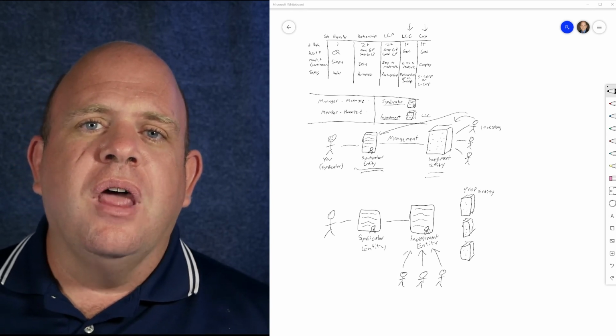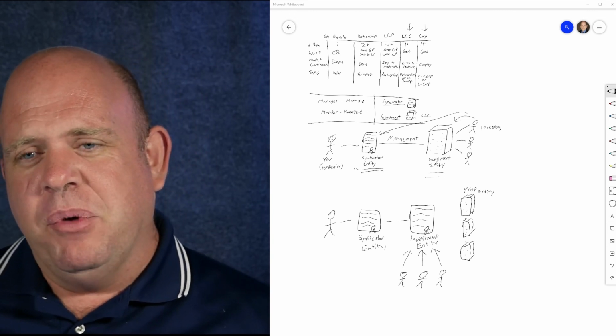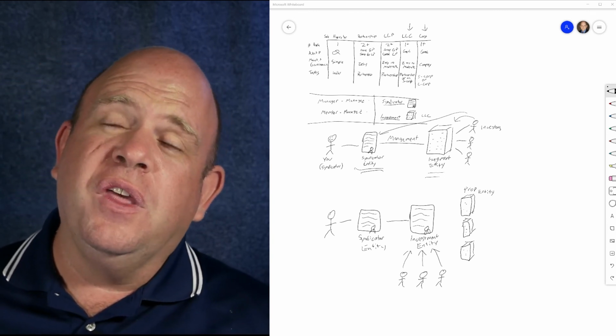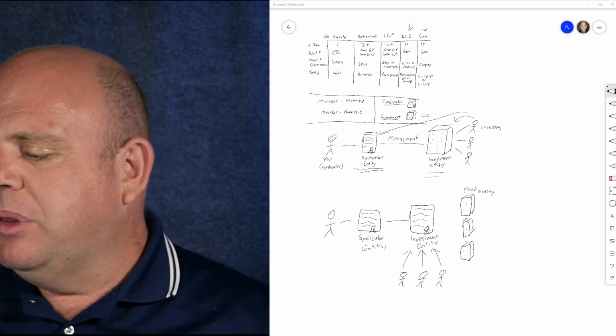So make that decision, decide what entity type makes the most sense for you, and then start thinking about, okay, well, that's how I would structure this deal, probably in terms of making it a manager-managed entity. Managing one property happens most of the time for new syndicators.